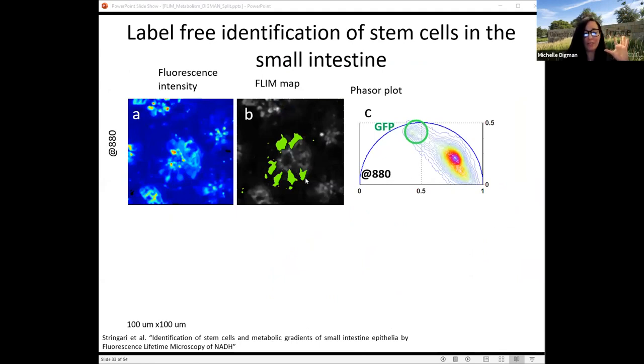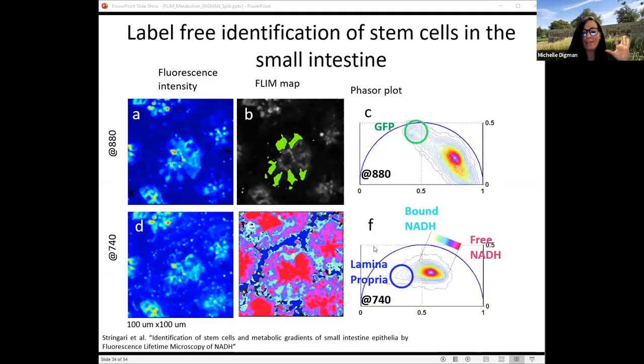You could see the GFP identifying here. And then the free and bound NADH here, you could see that these cells are very, very glycolytic. They're pink, they're more free NADH, and the cells surrounding here are more bound. And those cells, if you colocalize these, are stem cells surrounded by something called the Paneth cells.